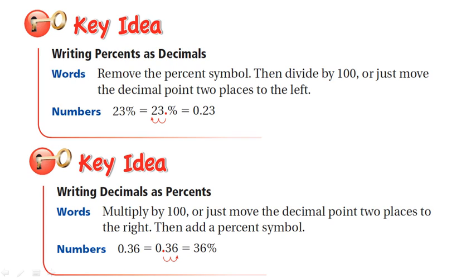The next key idea is writing decimals as percents. You do this by multiplying the decimal by 100, or just move the decimal point 2 places to the right, then add the percent symbol. In this case, 0.36 is the same as 36%. 36 cents is 36%. Do go ahead and follow the rules of moving the decimal places anytime you convert percent to decimals or decimals to percents, even if the values are larger than 100 or less than a decimal.